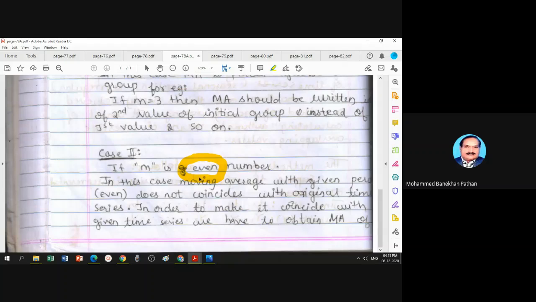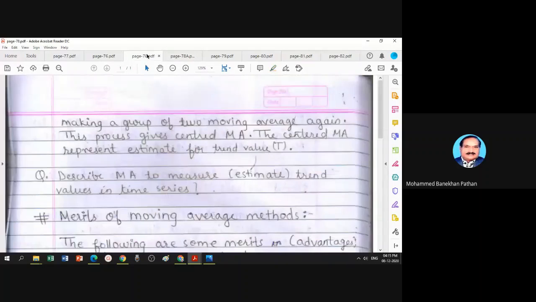Let us see how. In this case, the moving average with the given period does not coincide with the original time series. In order to make it coincide with the given time series, we have to obtain the moving average of a group. This process gives the centered moving average. The centered moving average represents an estimate of trend values, that is T.